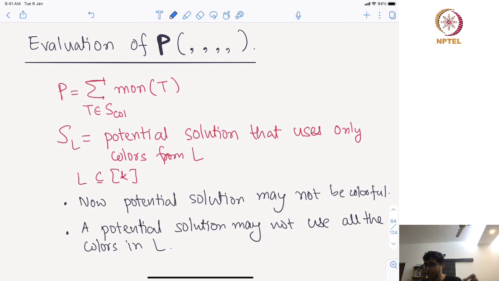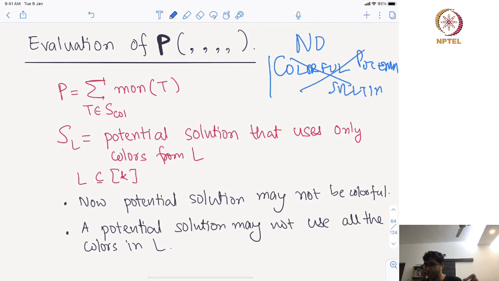Now, what is S of L? It is a potential solution that uses only colors from L. Now, we are not talking about colorful potential solutions. We are talking about potential solutions. What is the point of a potential solution? Potential solutions are walks. First of all, we are not talking about incorrect potential solutions, colorful potential solutions, or correct colorful ones. We are just talking about potential solutions.